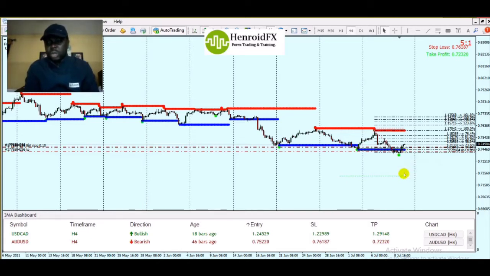Take profit at 0.72320, and then your stop loss at 0.76187. If that is too much, you can put your stop loss once it resumes the bearish trend somewhere around the previous highest higher low, and that is around 1.20516. So that is that for the Aussie dollar.